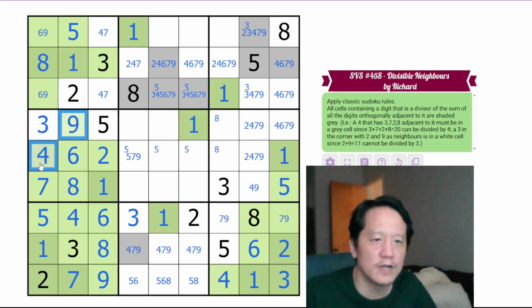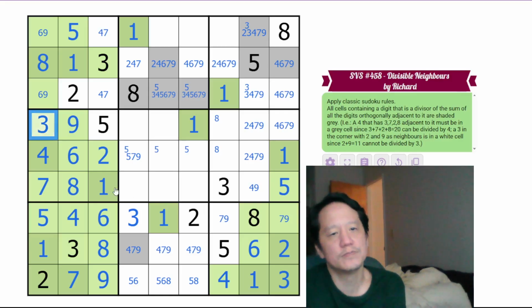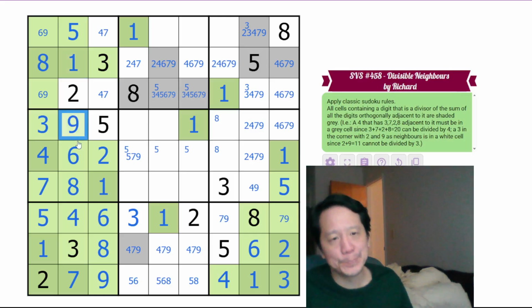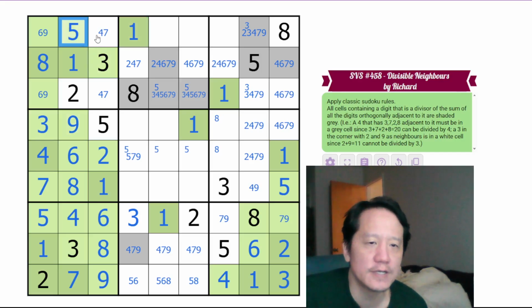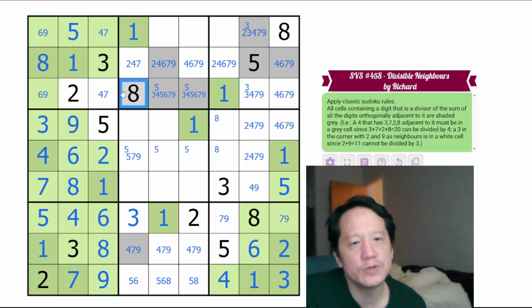We have 9, 4, which is 13, and 6 is 19, plus 9 is 22, neither of which 3 divides evenly into. So these are even. 1, 3, 5 is 9, so neither of these divide evenly into that. 2, 8, 3, 5 is 18, which none of these divide evenly into.